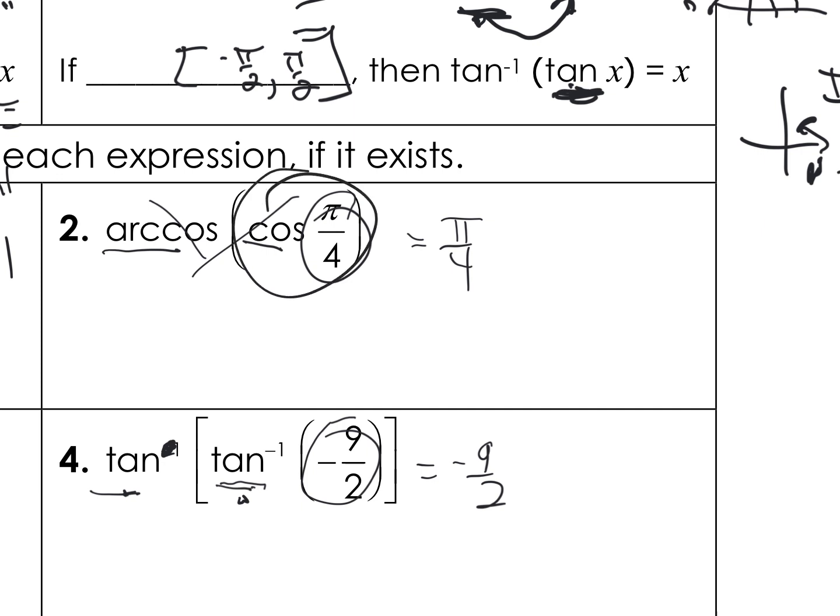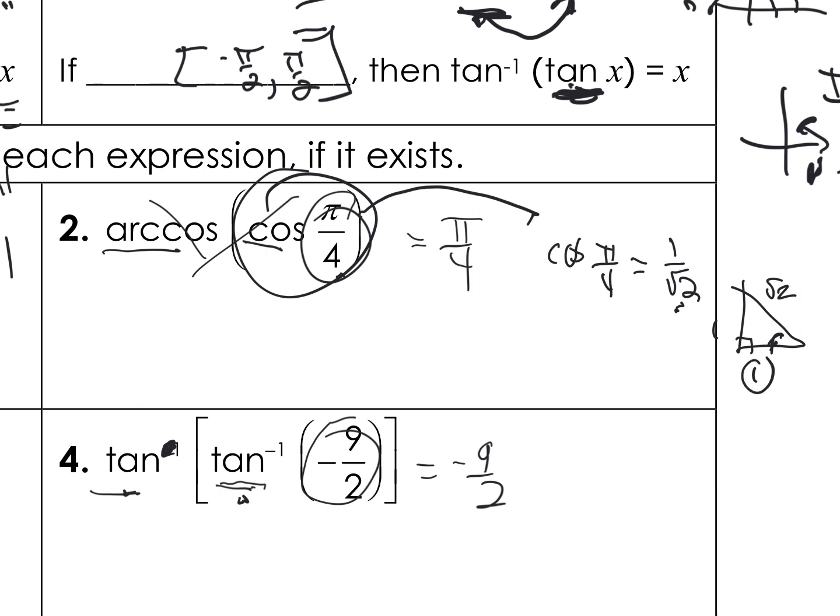If I just do this part here, cosine of pi over 4, that's easy. We know the cosine of pi over 4 was, wait for it, 1 over the square root of 2. That's before I fix it. I don't have to fix it. That's what it was from my triangle. Cosine of that angle is 1 over the square root of 2.